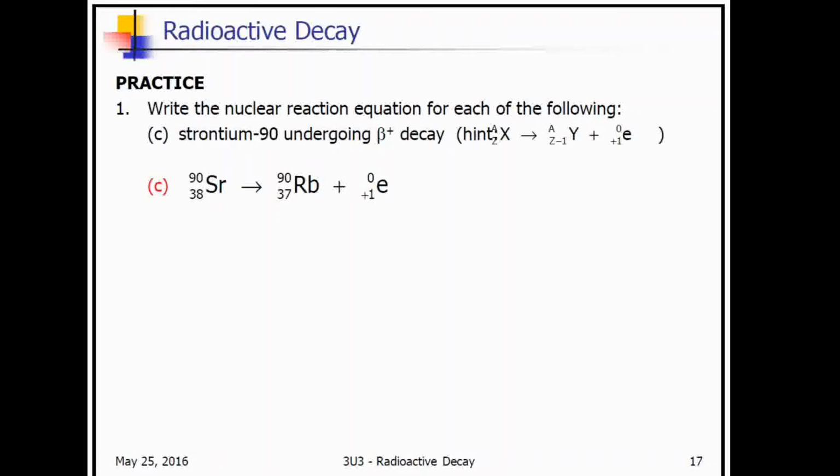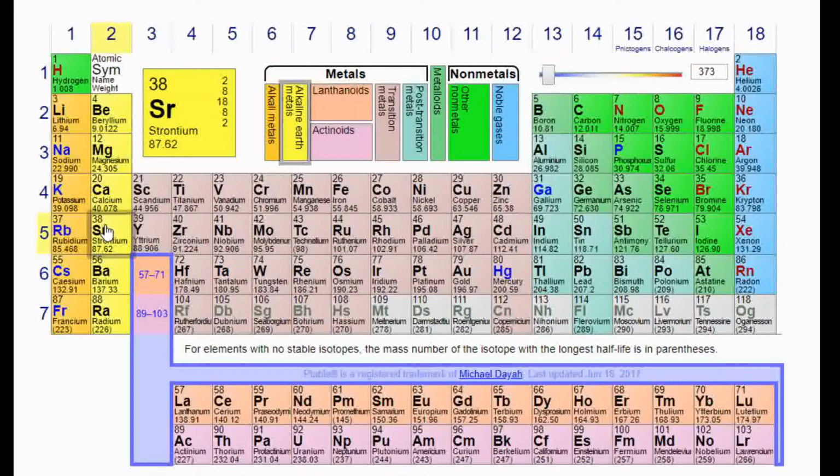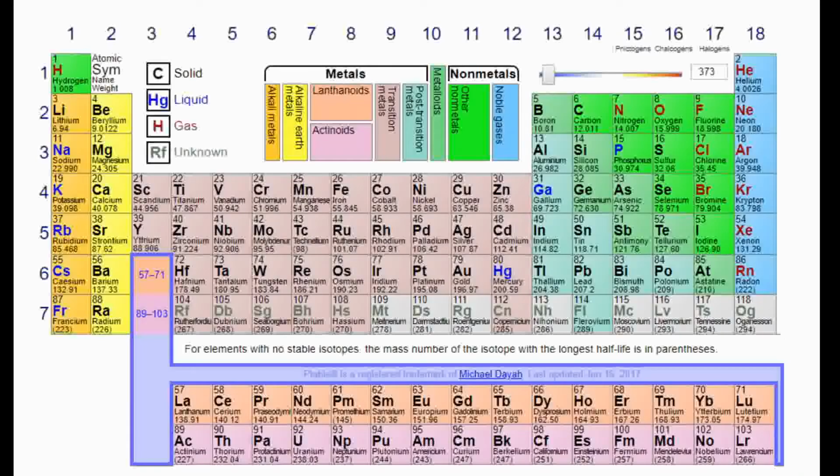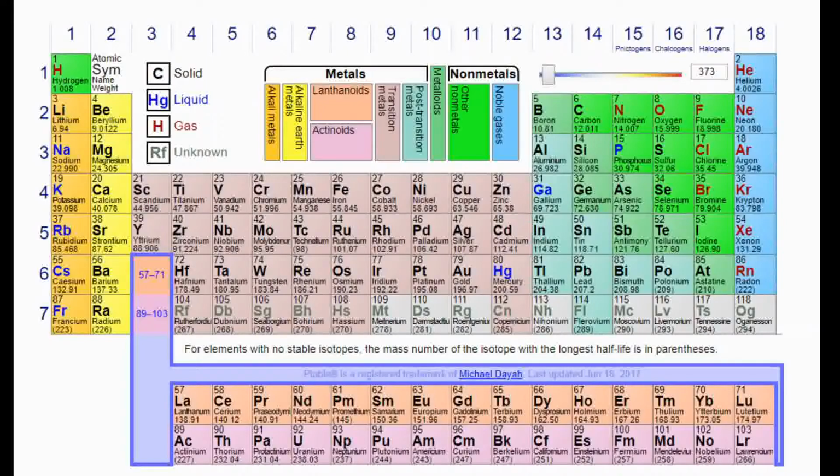And strontium 90, of course, we go to the periodic table, we find strontium to find its number. Strontium is here, so it's 38. So it's 90, 38 Sr. We know that the 90 is going to stay the same, but it's going to lose a number in terms of its atomic number. So it's going to become rubidium. So we write rubidium, 90, 37, and then plus that positron.